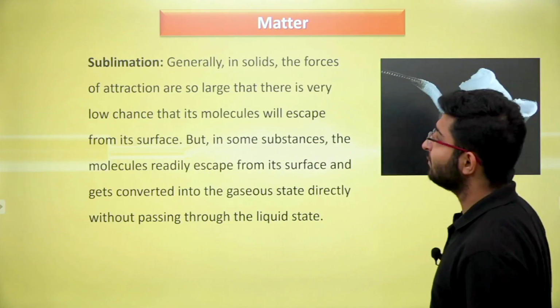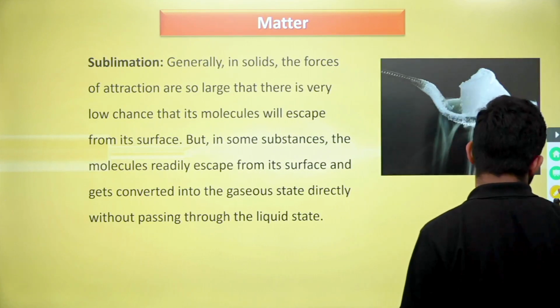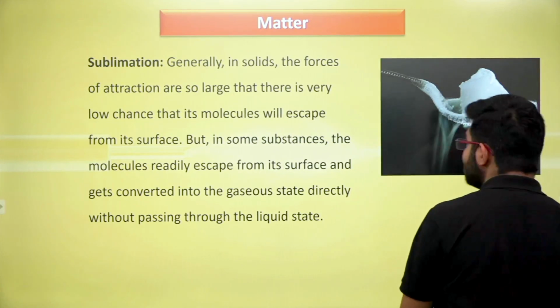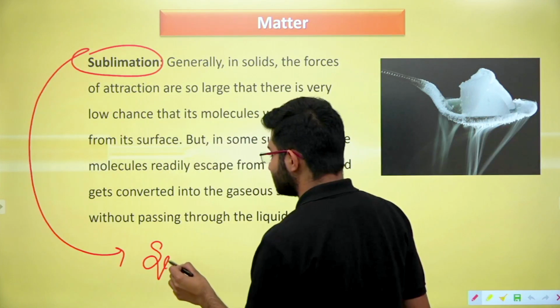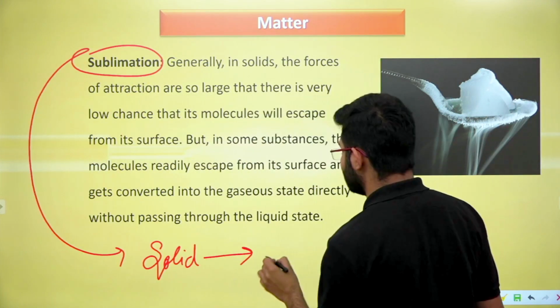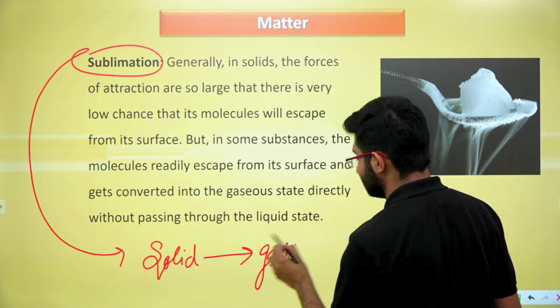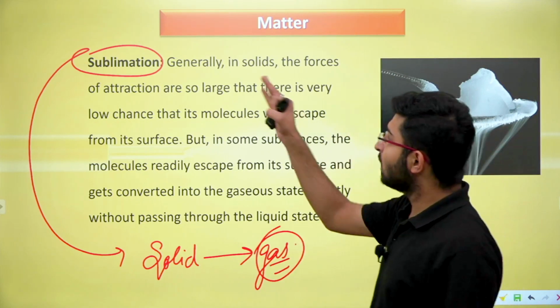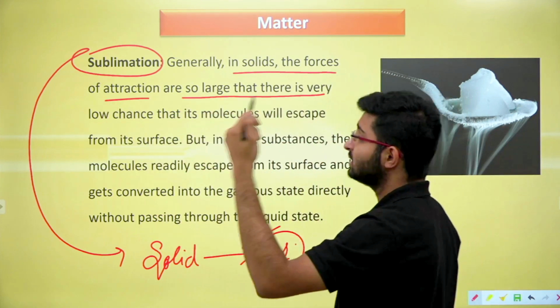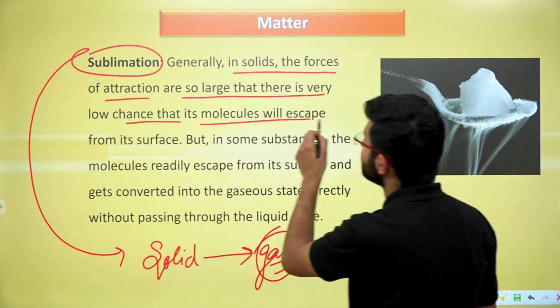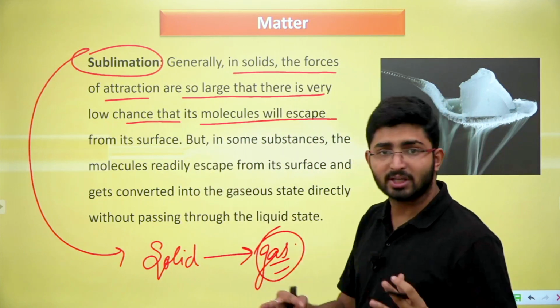Now, moving ahead, we have the next process, that is sublimation. So in general, sublimation is what? The change of state from the solid state to the gaseous state directly. You can see also here that generally in solids, the forces of attraction are so large that there is very low chance that its molecules will escape from its surface. We know that very well, right?